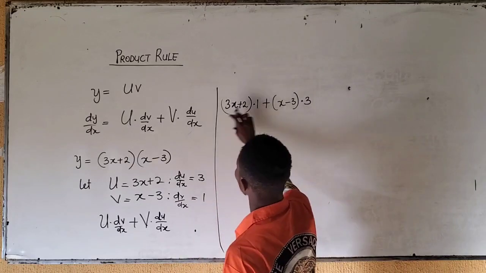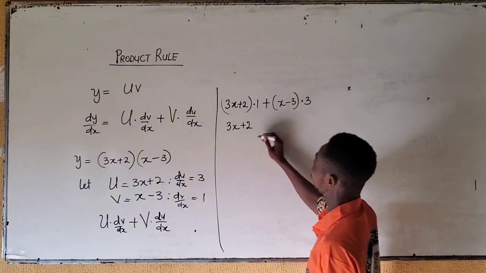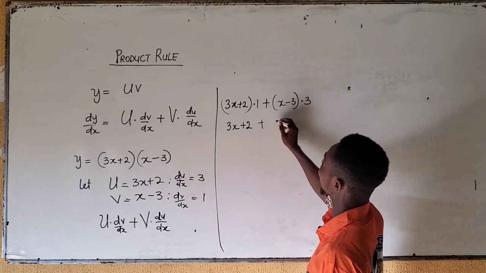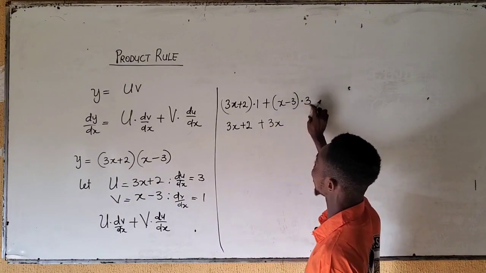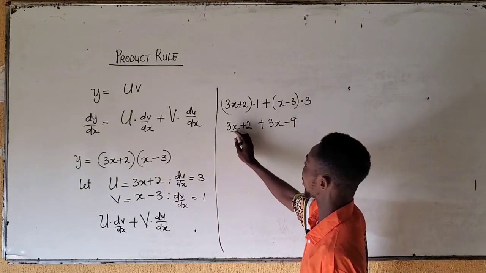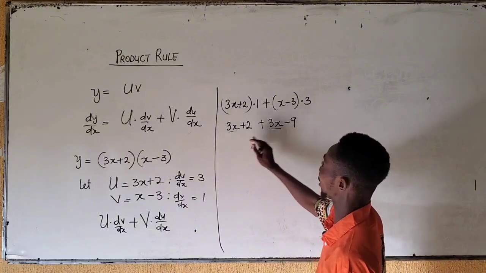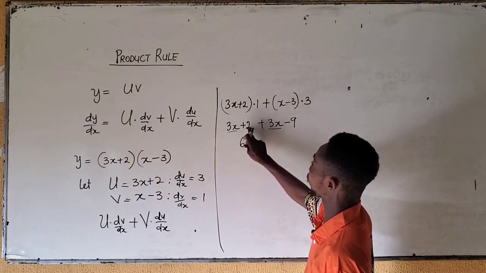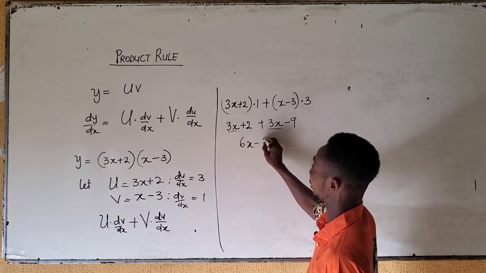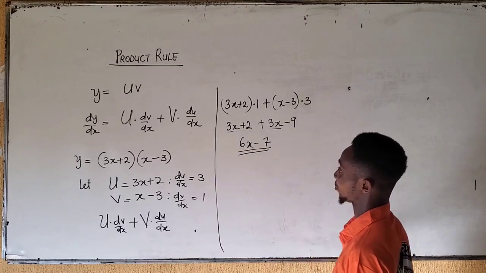So you expand the bracket. 1 times 3x, 3x; 1 times 2, 2; plus 3 times x, 3x; 3 times minus 3, minus 9. So we can add up the similar terms here. 3x plus 3x, 6x. 2 minus 9 gives us minus 7. And that is your answer.